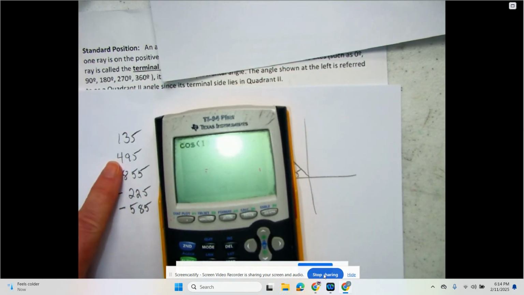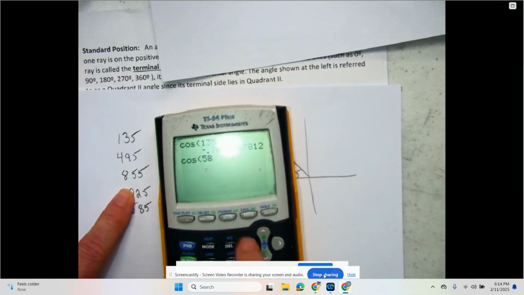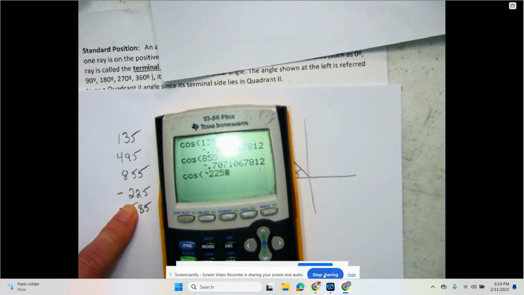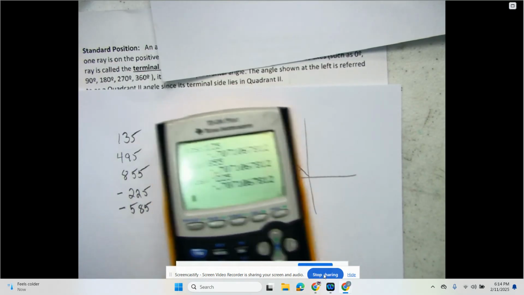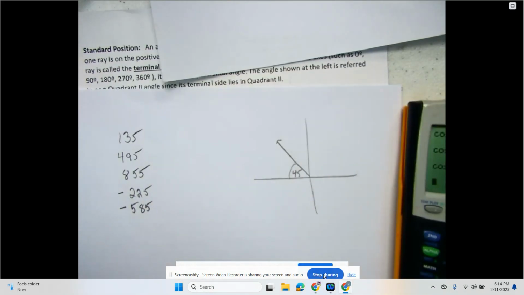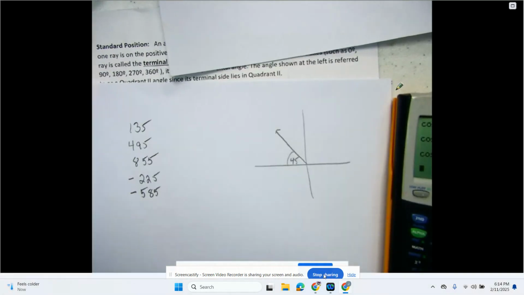I could do the same thing with cosine. The cosine of 135, the cosine of 855, the cosine of negative 225. It's all the same number. So coterminal angles have the same sine, cosine, and tangent values. So that is the first thing.